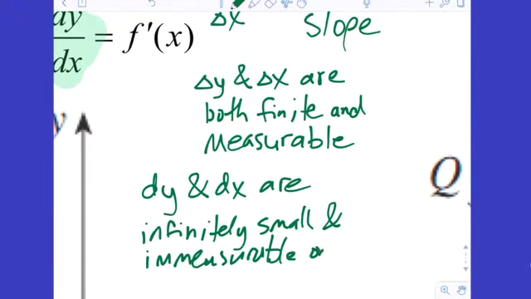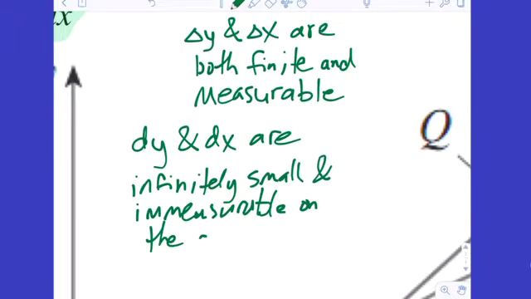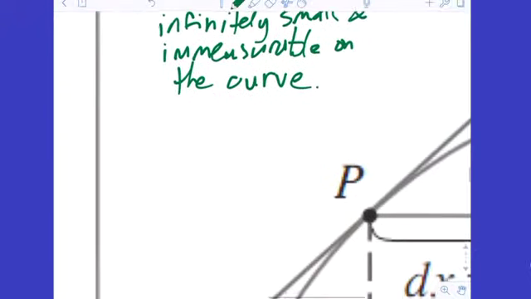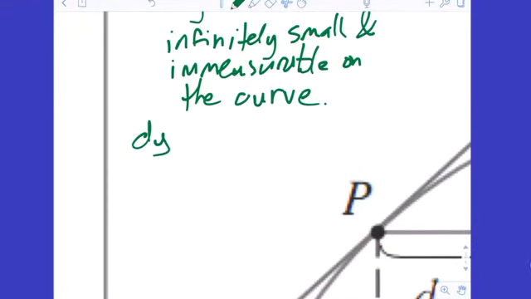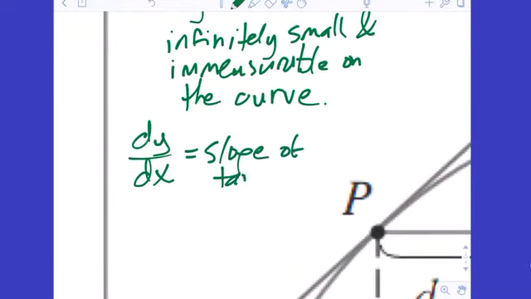Immeasurable on the curve. On the curve. Still can't write. There we go. They're infinitely small. They're ghosts of departed quantities, as Leibniz actually called them. Pretty neat. But we also know, and this is worth noting again, that dy dx itself, when you take the quotient of those two infinitely small, immeasurable quantities, you get the slope of the tangent line.